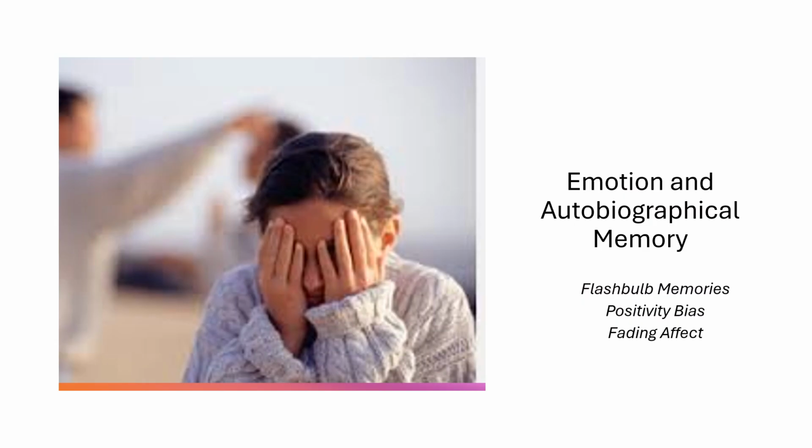So now we're going to talk a little bit about the interaction between emotion and autobiographical memory. And in particular, we're going to discuss 3 different phenomena. So we're going to start with flashbulb memories, and then we're going to talk about positivity bias, and finally we're going to talk about fading affect bias.